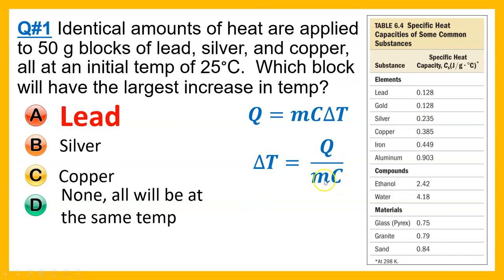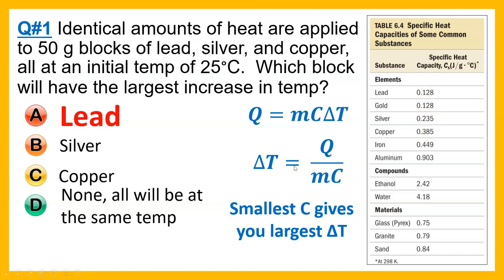If Q is the same and M is the same, the only part left is specific heat. Look at the specific heat for lead versus silver versus copper. Lead has the smallest. So the smallest specific heat will give you the largest temperature change. Lead cannot absorb very much heat before the temperature goes up. Copper can absorb more heat before the temperature goes up.